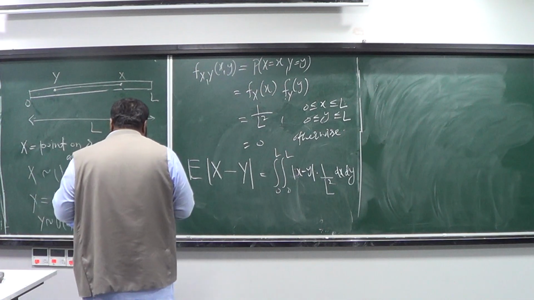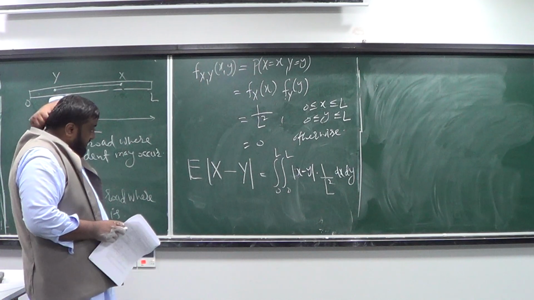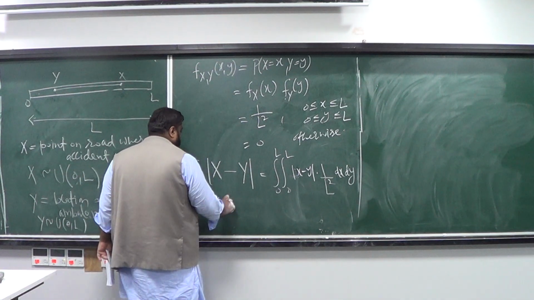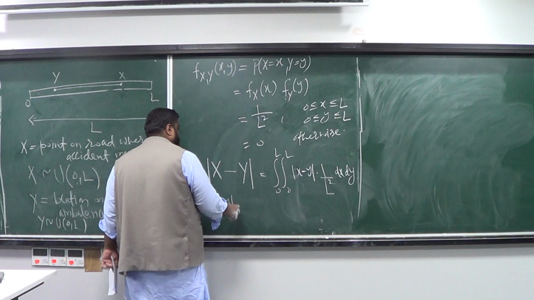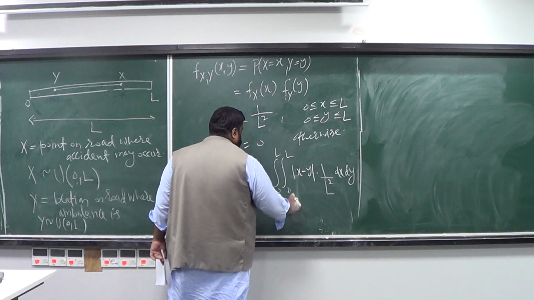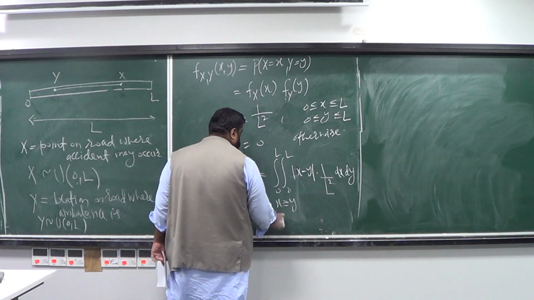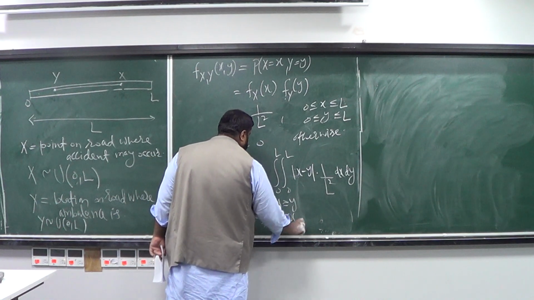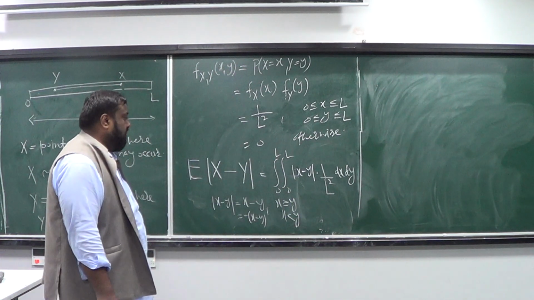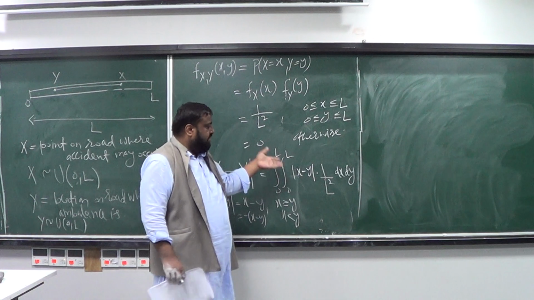I'm not solving this integral for you. You may solve it yourself. It's not a difficult thing to solve. Obviously, you break this integral down into two parts. The absolute value of x minus y is going to be x minus y if x is bigger than or equal to y, and it's going to be negative (x minus y) when x is strictly less than y. Using this definition of absolute value, try to compute this integral.